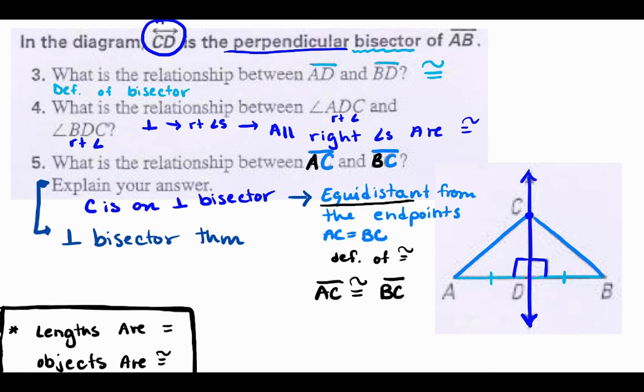So in each of these problems, the relationship is that the objects are congruent to each other. And in problem 5, our explanation of our answer is this new perpendicular bisector theorem.